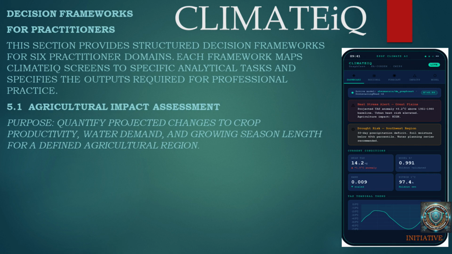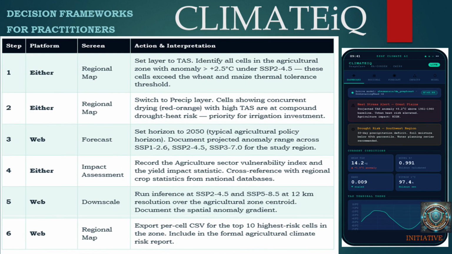Then you can see here the decision framework for practitioners. You have the step, the platform, the screen, the action, and the interpretation. For the first one, the platform is either, and the screen is regional map. This is the action and the interpretation: set layer to temperature, identify cells. For the second one, you have regional map again. We switch to precipitation layer, cells showing concurrent drying, red, orange. Then the third one, web, forecast. Either stands for both the mobile app and the web app. Now for the third one, you have specifically the web.